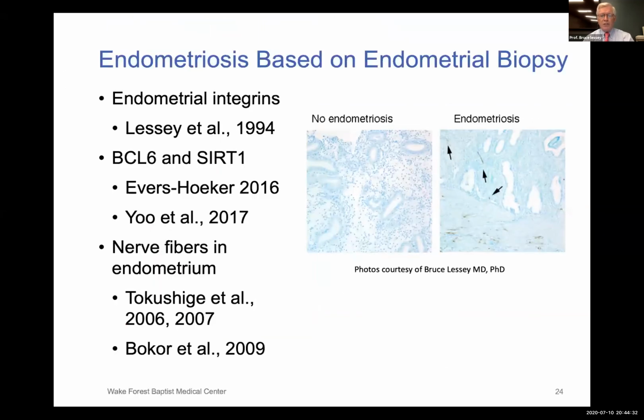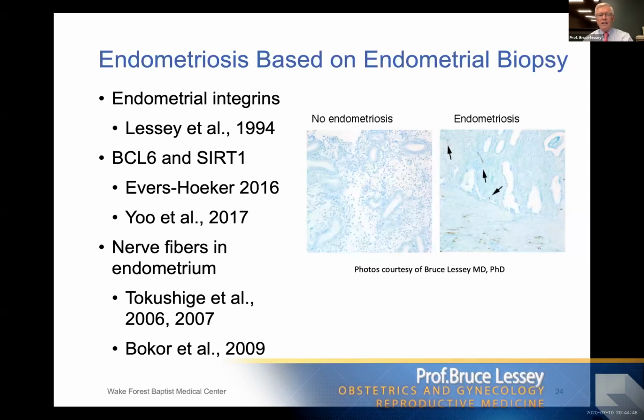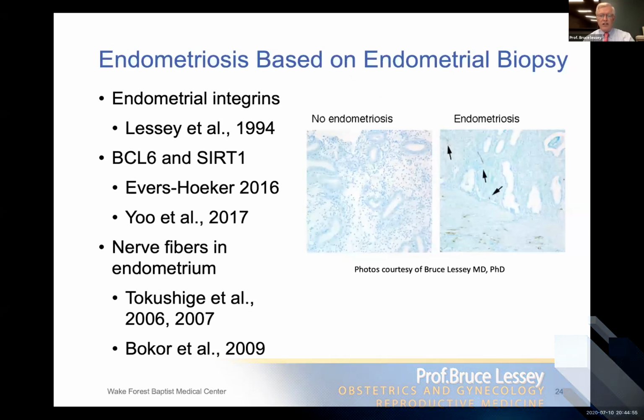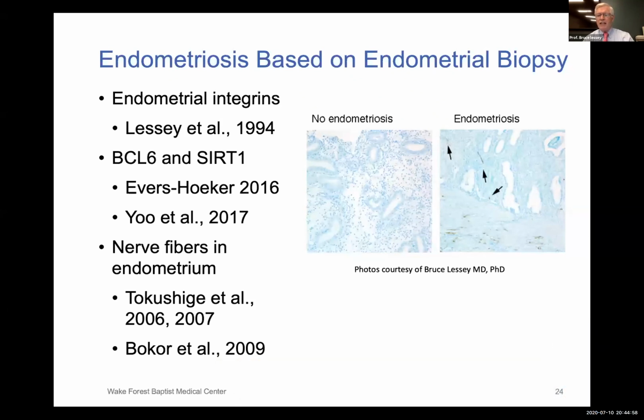We know from experience that the endometrium can be biopsied in women with endometriosis and that clear differences can be ascertained. We showed that the integrins were different in these women, and Beth was an example of that. We recently published that BCL6 and SIRT1 are abnormal in women with endometriosis, and others have shown that nerve fibers are also predictive of the disease. So it's possible that the endometrium might be the key to finding out which patients are affected by their endometriosis and which ones need further treatment.